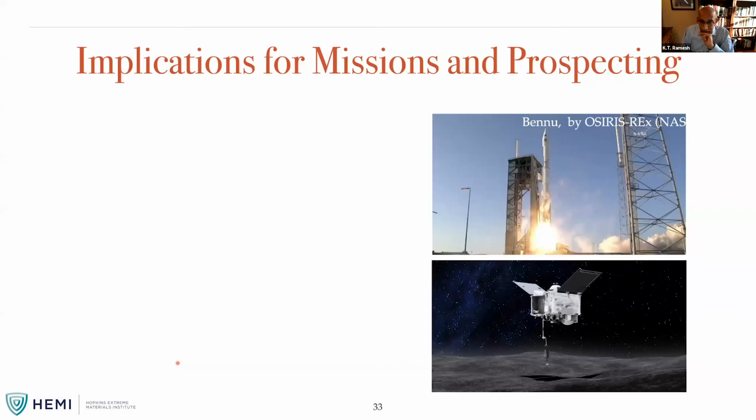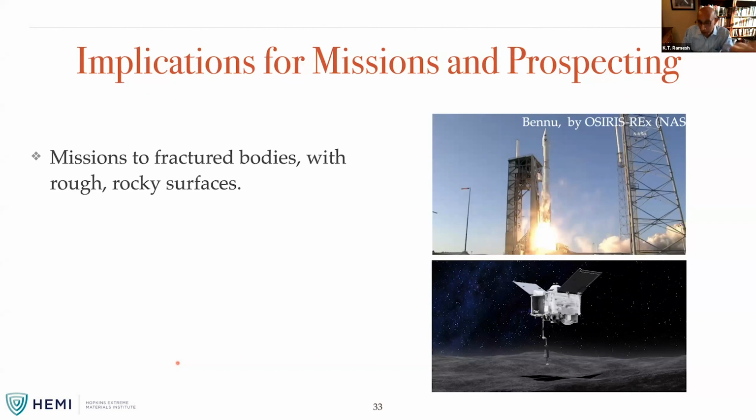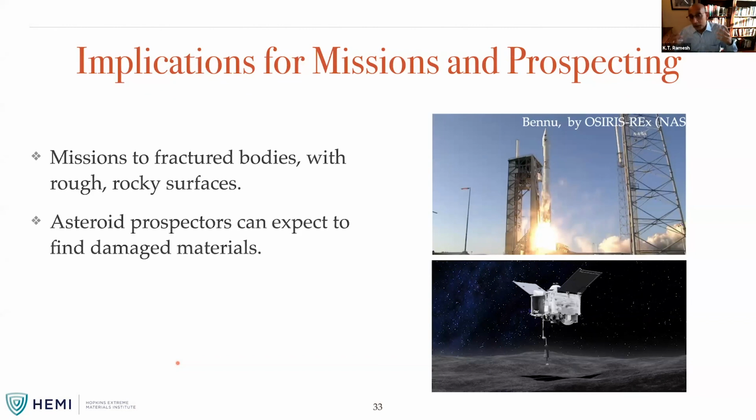All right. I want to close with a few implications. So we can go visit these things. So you can go visit these bodies. They're typically going to be fractured bodies. They'll have rough, rocky surfaces. You'll typically go there because you want to access material. You want to use that material for something. You can expect that those rocks will already be fragmented, that the asteroids themselves will be fairly easy to get into in that sense. They're already broken up.